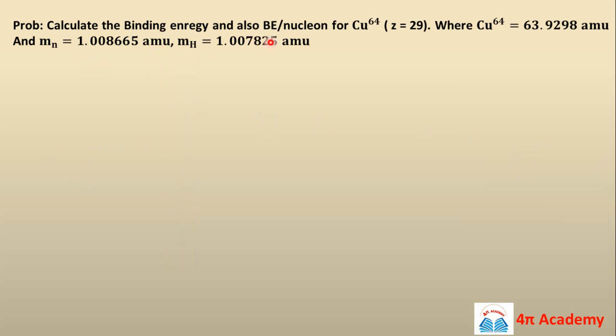Calculate the binding energy and also the binding energy per nucleon for copper 64. The atomic number of copper is 29, and the mass of Cu64 equals 63.9298 AMU.